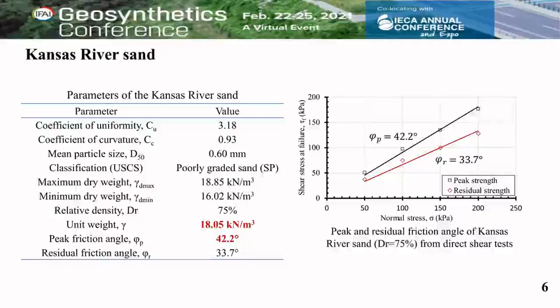The backfill was compacted to achieve the relative density of 75%. The unit weight of the backfill is 18.05 kilonewton per cubic meter. The peak friction angle is 42.2 degrees from the direct shear test.